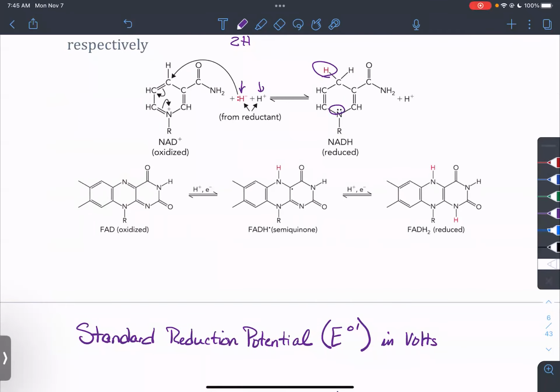FAD will pick up the electrons in a two-step mechanism. So it picks them up one at a time. And so when it picks up just one, we represent that as the semiquinone. So you just put a little dot at the end after FADH. And then the fully reduced form is FADH2.